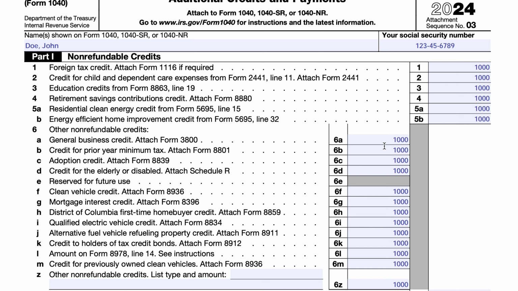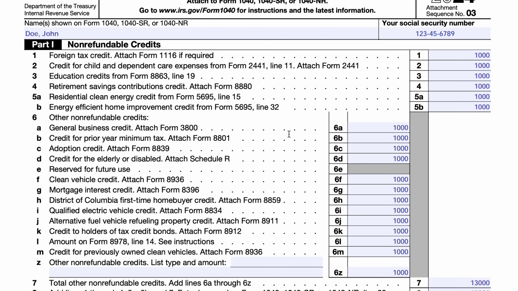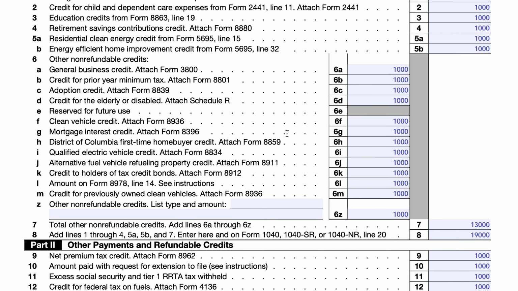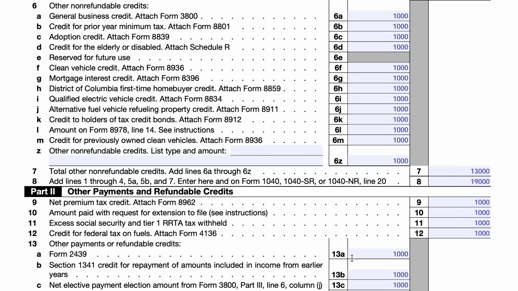Now, if you made what's known as a net elective payment election amount, known as an EPE, this is a relatively recent development on IRS Form 3800, that would go in line 13C. So there are a couple of possible places where you would report certain credits from IRS Form 3800. Just pay particular attention to that because the net elective payment election is a payment, not a credit. So you would actually want to report that down here to possibly generate a refund if applicable.